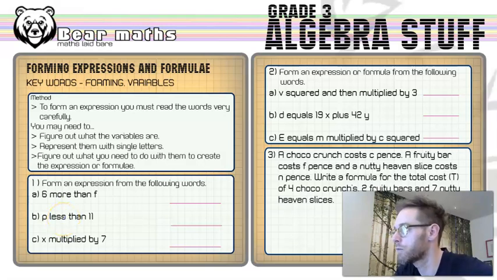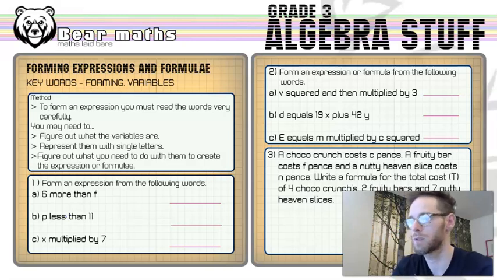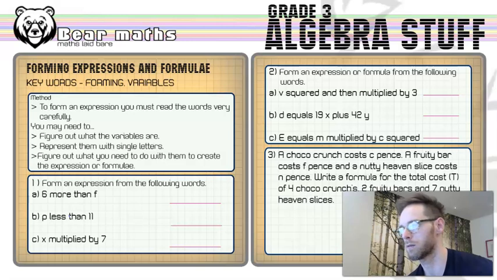This video is on forming expressions and formulae. The keywords are forming and variables. Forming is when you write something mathematically using numbers and letters. And then variables are the changeable things within a question. You might have to identify them yourself, or you might be given letters to represent them.